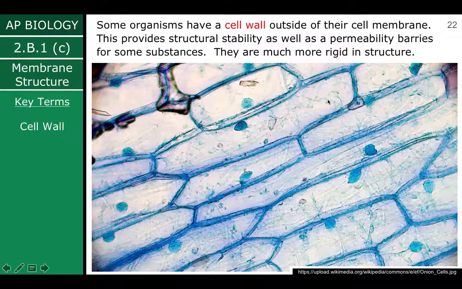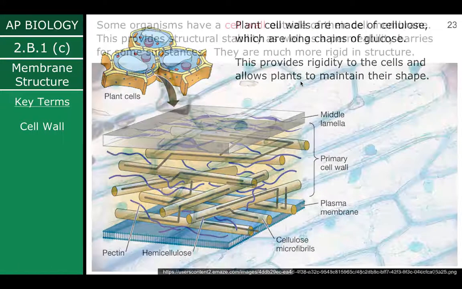So what you guys might know now is that while, for example, humans do not have a cell wall, a lot of plants do have cell walls, which is outside of the cell membrane. The reason they have cell walls is because that's going to provide structural stability, so it's going to give it some strength while still being permeable. It's going to help give it a more rigid structure. That's why it's so necessary for plants to have that.